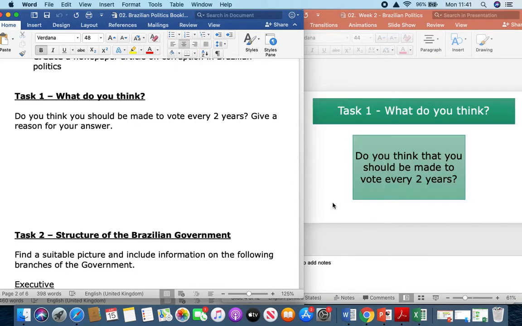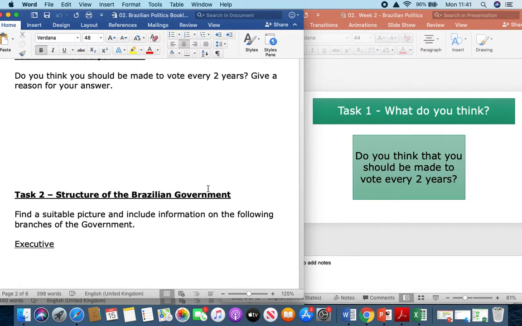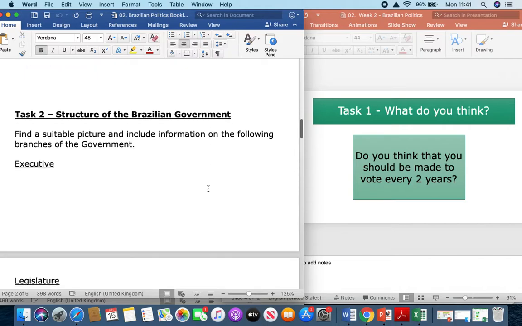So the first task that I want to know is, what do you think? Do you think people should be made to vote every 2 years? If so, give a reason. If not, give your reason. Okay, so it needs to be something that's a bit developed. I want at least 3 or 4 sentences there.